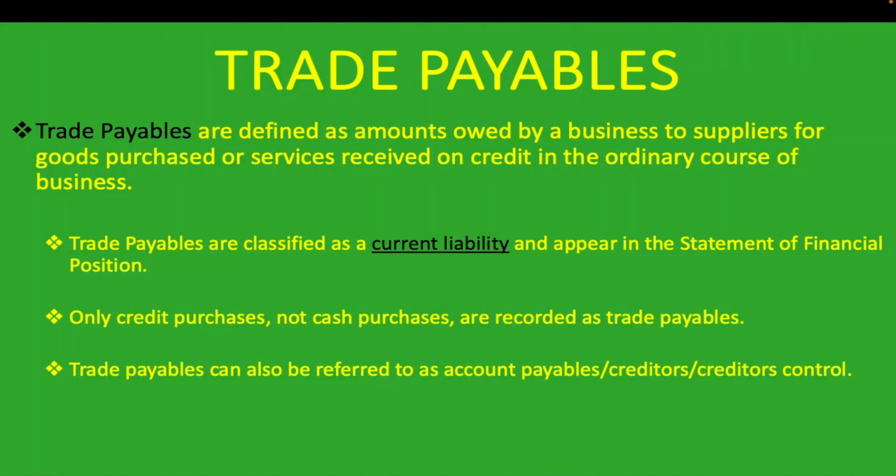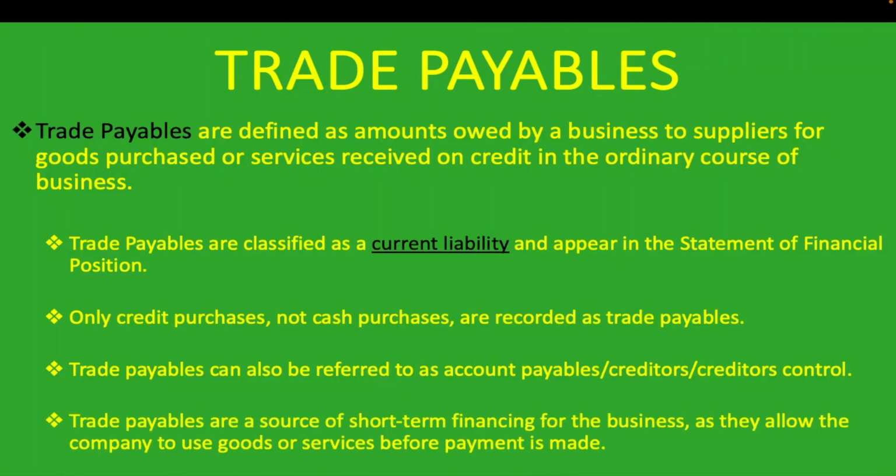Trade payables are a source of short-term financing for the business, and that is why it exists, and that's why it's important, as they allow the company to use goods or services before payment is made. And so why would a business decide to buy goods on credit as opposed to just paying cash and getting it over and done with?